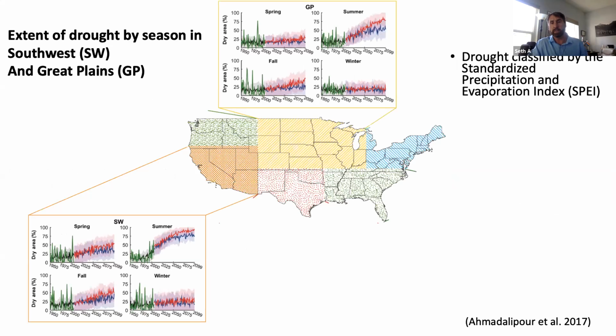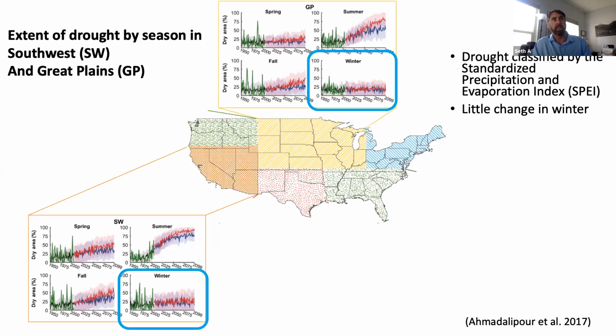And I want to finish with some projections about the geographical extent and the severity of drought projected by a recent study for two regions. The study breaks the country regionally, and we're going to focus on the southwestern region and the Great Plains region. This work classified drought by using the standardized precipitation evaporation index.